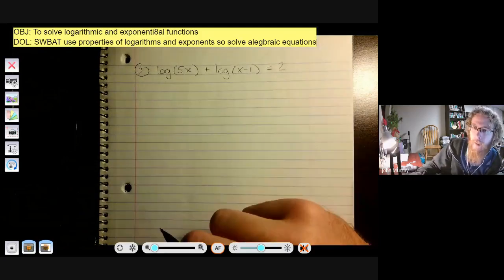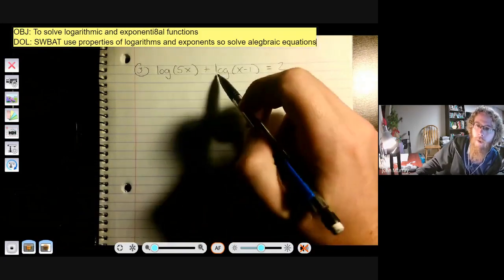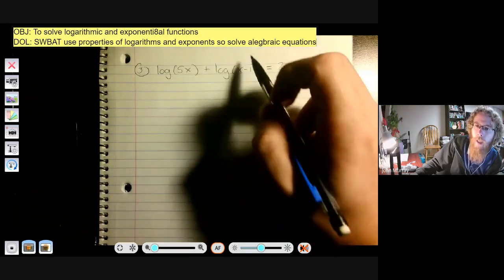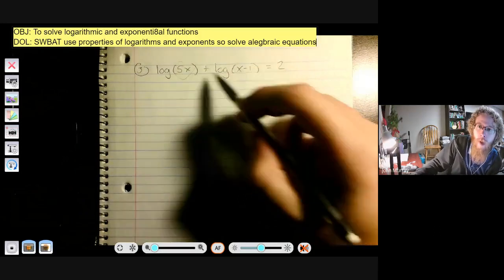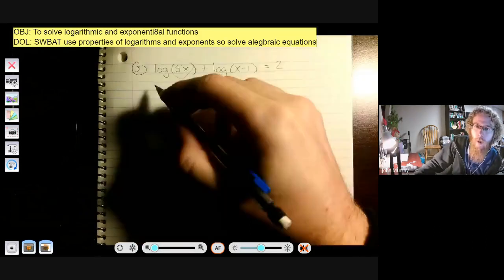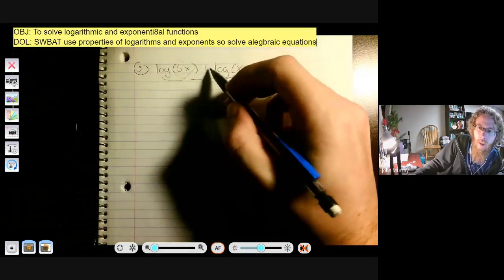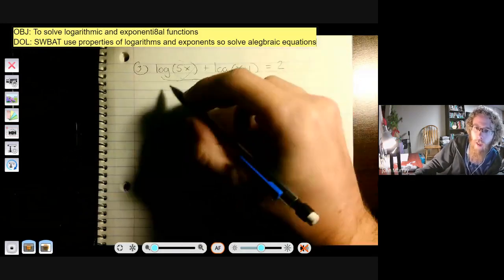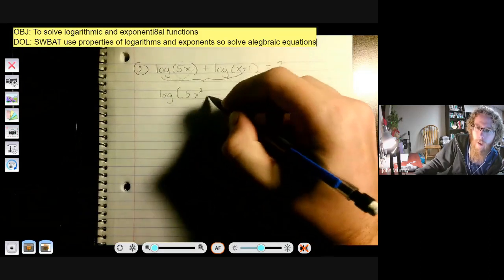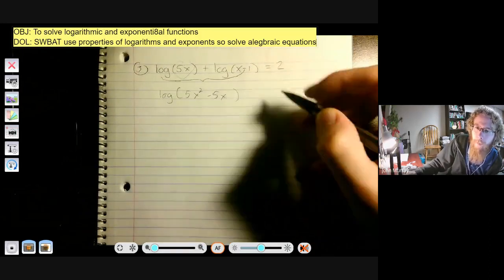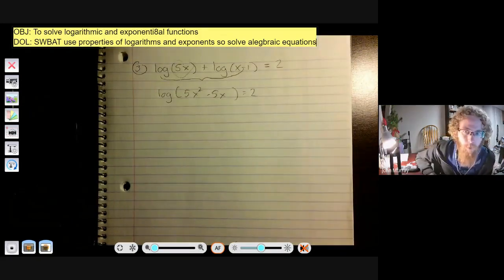So first thing we'll do is we'll combine these. I'm adding two logarithms, so I'm going to be multiplying what's inside. Here I have to distribute this 5x to the (x minus 1). Again, addition means multiplication inside. So I'm going to have a single logarithm of 5x squared minus 5x, and that's going to equal 2. We didn't touch the right side.